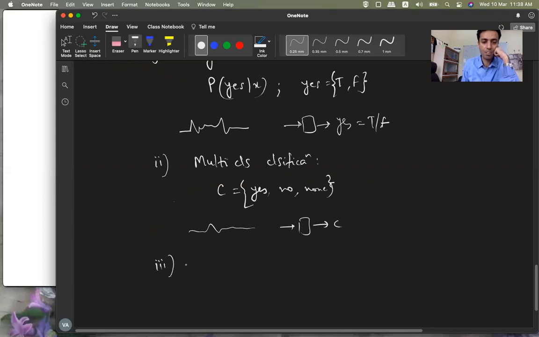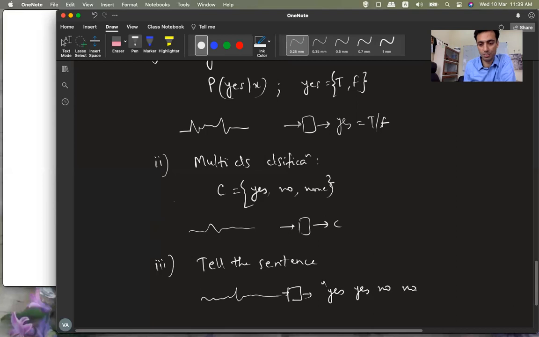But now there could be a problem which is full-fledged sentence recognition. You have to tell the whole sentence. For example, I said, yes, yes, no, no, no, yes, yes, no, no, no, yes, and you tell each and every thing. I said something, a long speech, and you have to tell me, I said yes, yes, no, no, no, yes. Something like this, right?